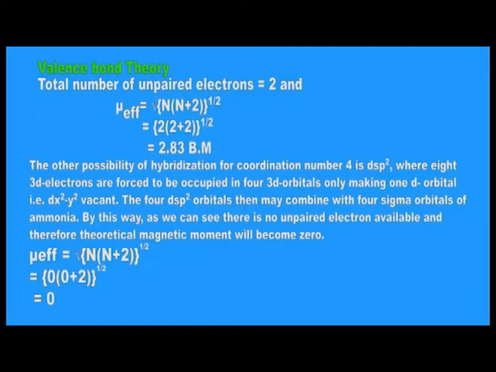In this case, the total number of unpaired electrons is equal to 2, and the theoretical mu effective value is equal to root under n into n plus 2, that is root under 2 into 2 plus 2, equal to root under 8. The value will become 2.83 Bohr magneton. But the actual or experimental value of the complex doesn't match with this.